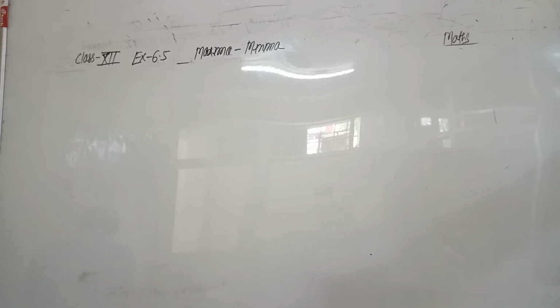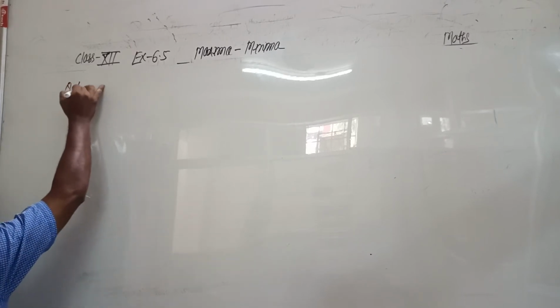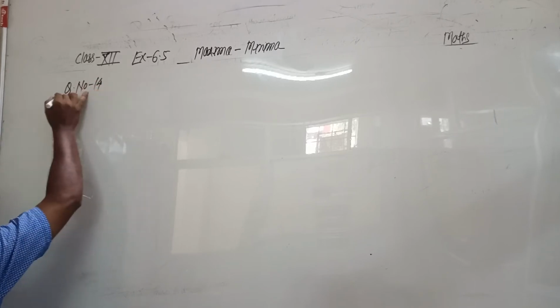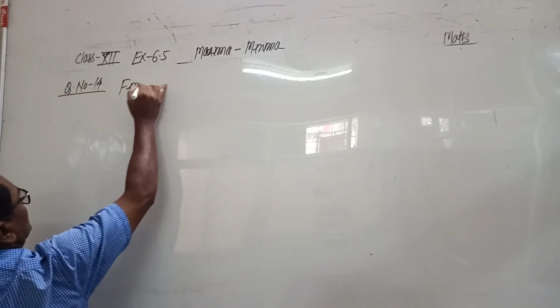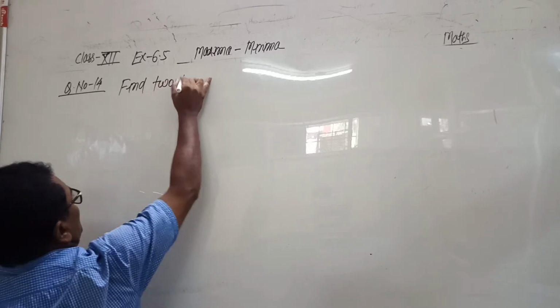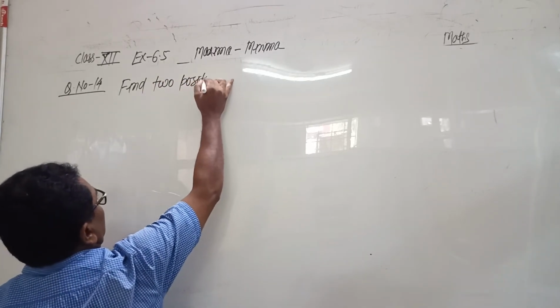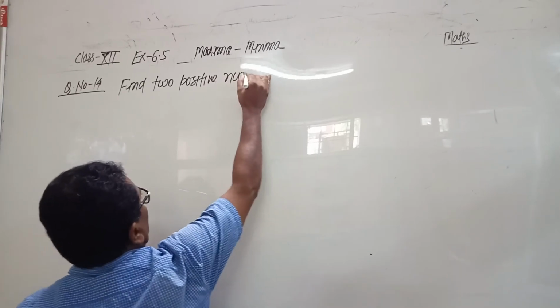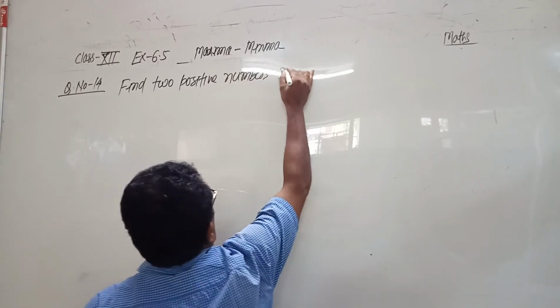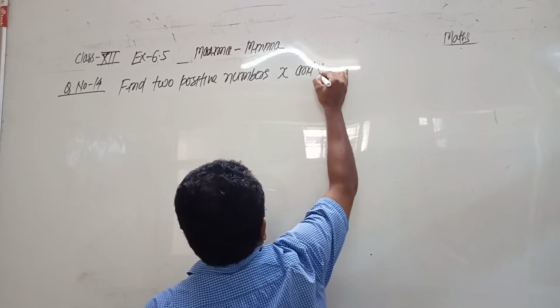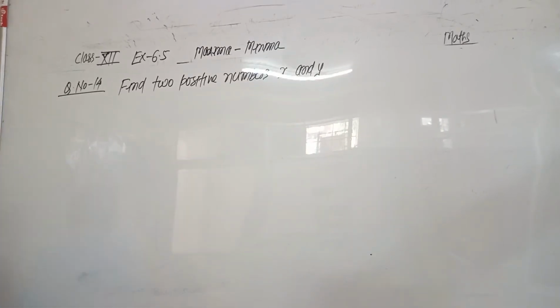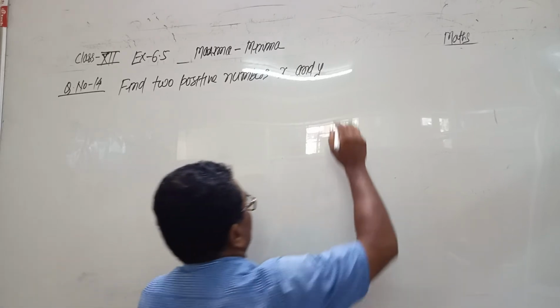Question number 14. Find two positive numbers x and y. We have to find two positive numbers x and y such that x plus y equals 60.